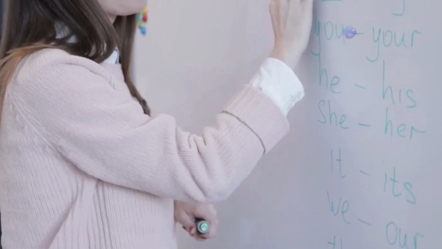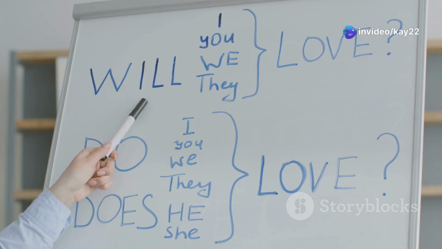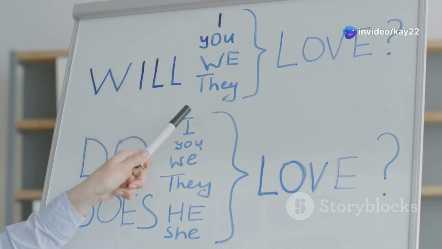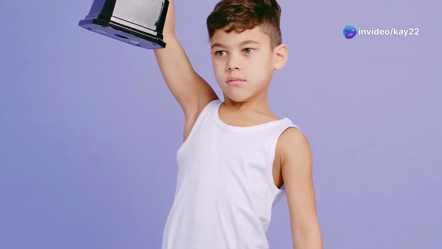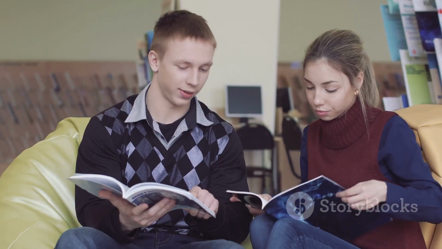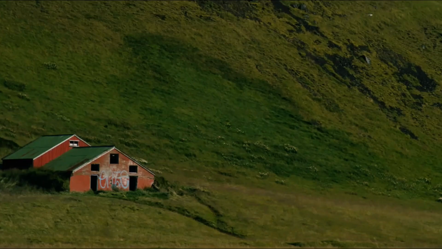Next up, relative pronouns. These introduce a dependent clause and connect it to the main sentence. Examples. The boy who won the race is my friend. This is the book that I was talking about. She met the man whom she admired. The house, which is on the hill, belongs to my uncle.